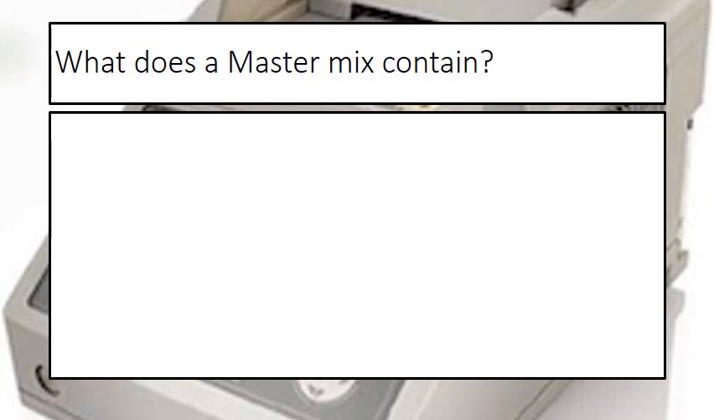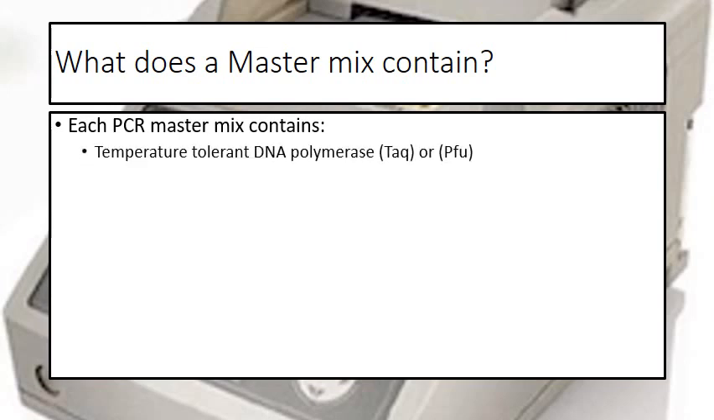So what does a master mix contain? This is one of the things we talked about last time. We said each PCR master mix is going to contain several things, one of those being a temperature tolerant DNA polymerase, either Taq or Pfu. These two are temperature tolerant: you can throw them in a vat of boiling water and they are perfectly fine. I mean, what else can you put in a vat of boiling water and still work afterwards? Definitely not my computer. Anything you put in a vat of boiling water is going to have to be temperature tolerant and probably water tolerant, and Taq and Pfu are both of those.